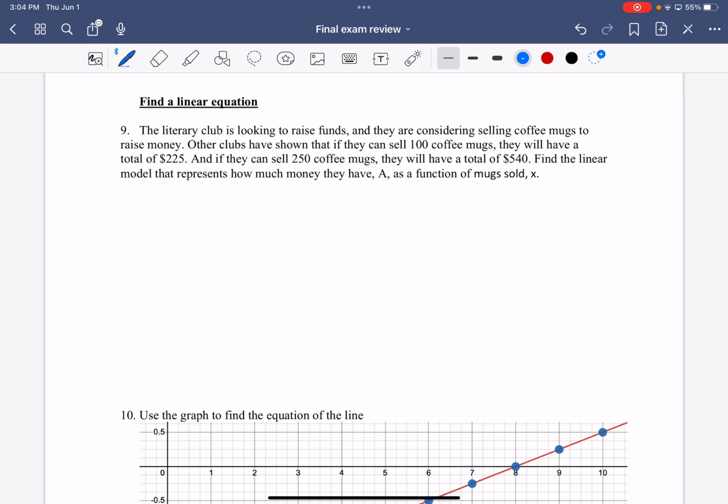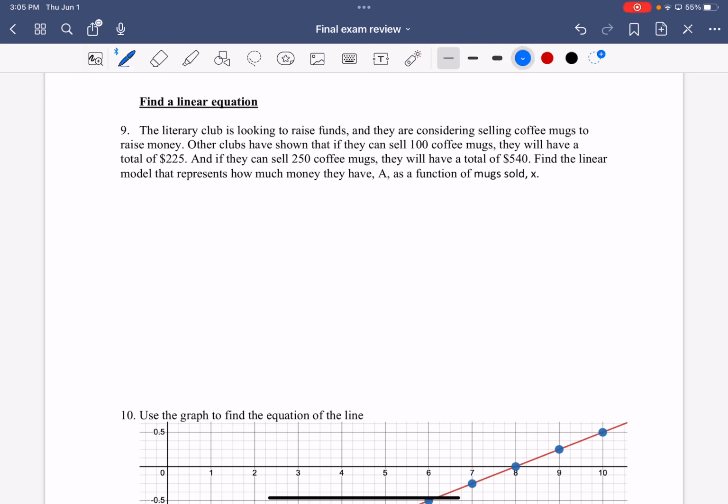Okay, guys. You ready for the next topic? Oh, it's the worst. The linear equation. Okay, here we go. The literary club is looking to raise funds, and they are considering selling coffee mugs to raise money. Other clubs have shown that if they can sell 100 coffee mugs, they will have a total of $225. And if they can sell 250 coffee mugs, they will have a total of $540. Find the linear model that represents how much money they have, A, as a function of mugs sold, X.